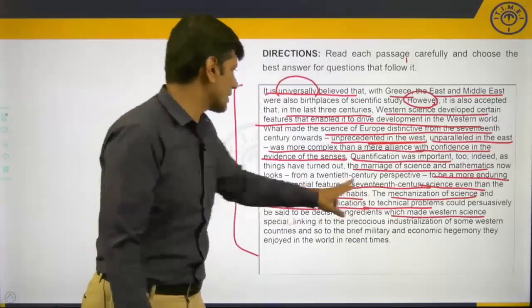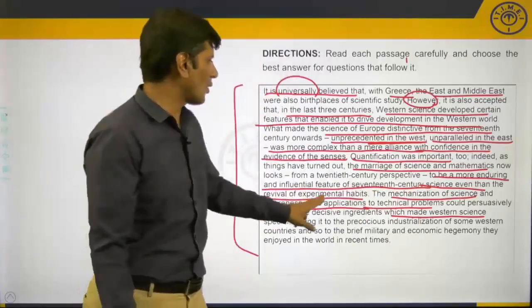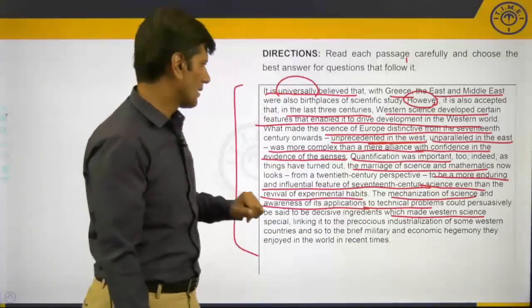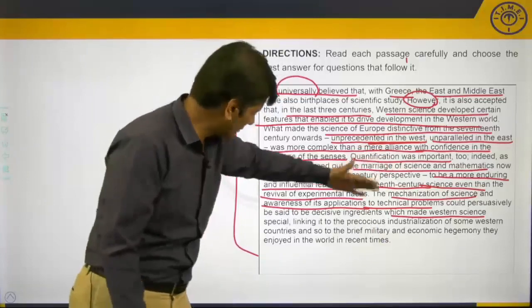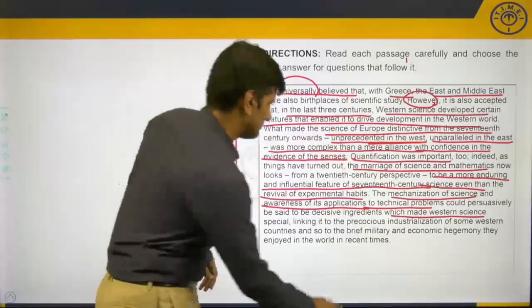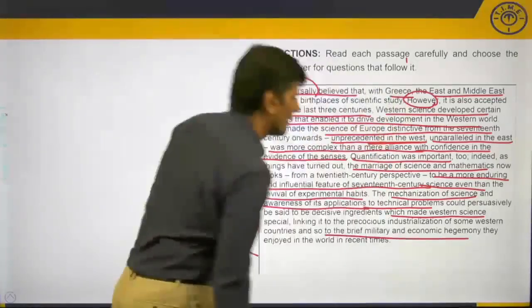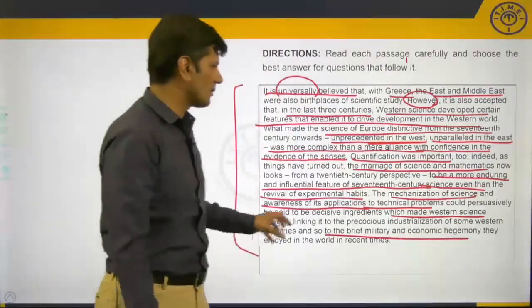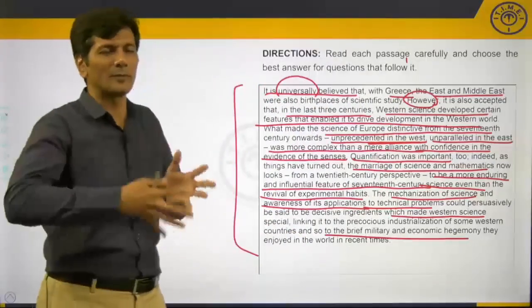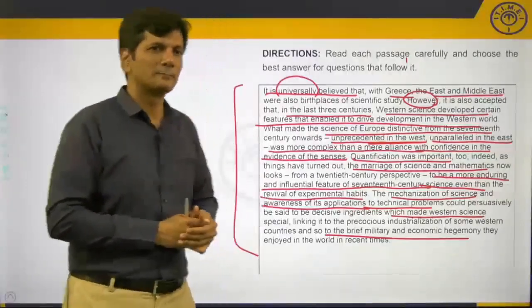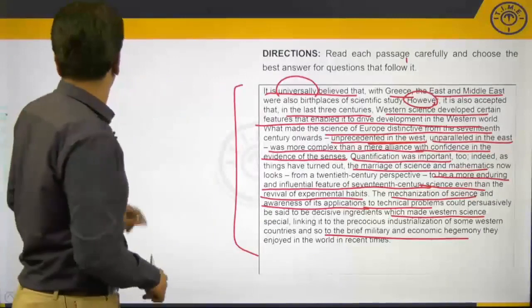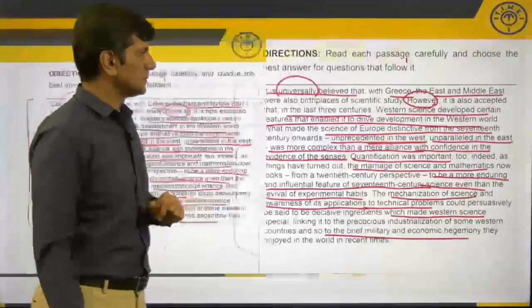Even this is influential in 17th century science, even more than the revival of experimental habits. And then he talks about how these have moved on, and the military and economic hegemony they enjoyed in the world in recent times, how these have actually helped them become, let's say, superpowers later. Let's take a look at the questions.